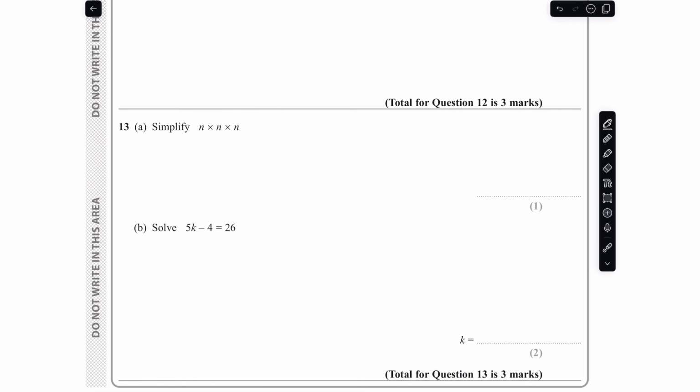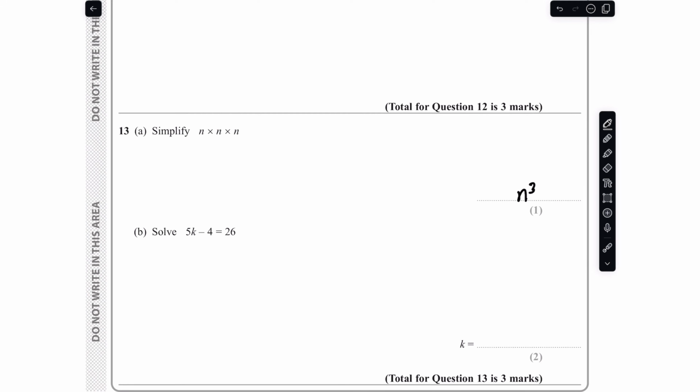In the first part of question 13, we are told to simplify n times n times n, which will simply just give you n cubed. In the second part of this question, we are told to solve 5k minus 4 equals 26.